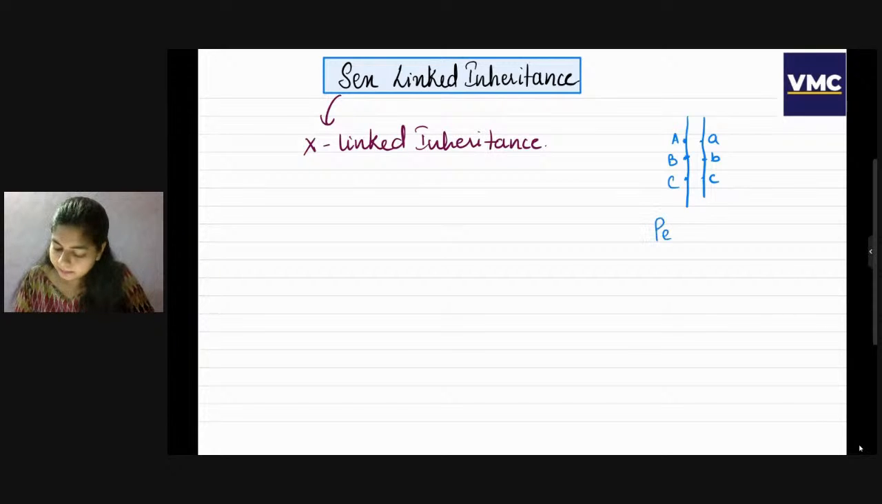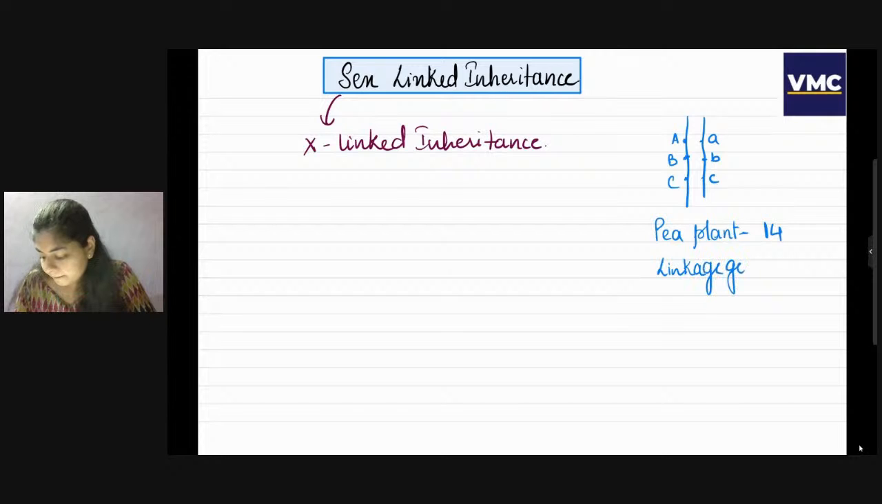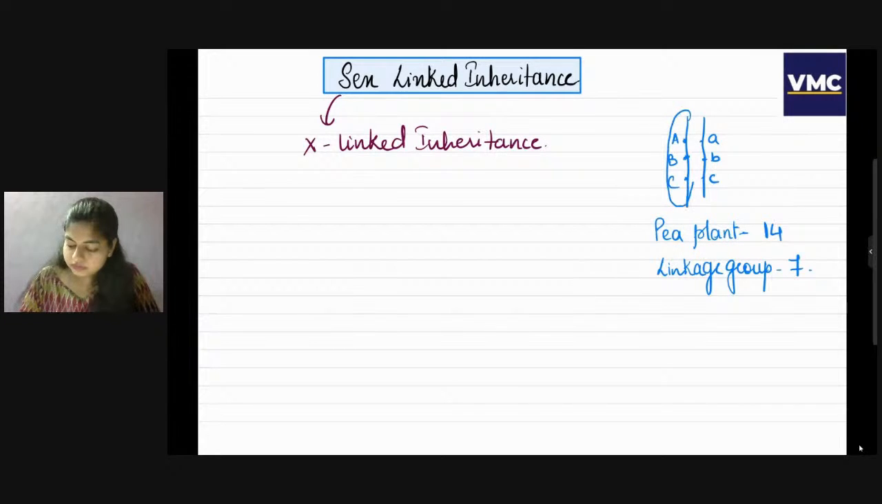जैसे कि अगर हम पी प्लांट में देखते हैं, Pisum sativum में देखते हैं, उसका जो क्रोमोसोम नंबर है, it is 14. Okay, chromosome number is 14, बट इसका जो linkage group होगा, linkage group is said to be 7. That is the haploid number of chromosome. So this is one chromosome, this is another chromosome. So this is called as the linkage gene.